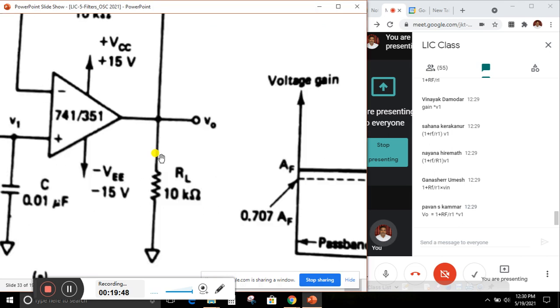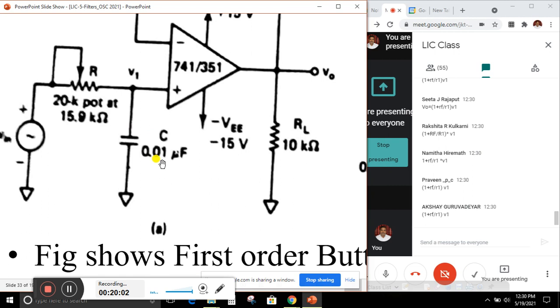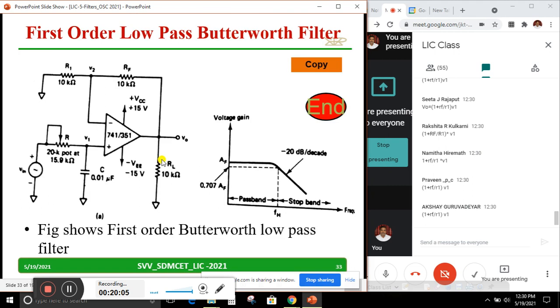Observe carefully. Whatever the input I am giving to the non-inverting terminal, that will be amplified by how much? 1 plus RF by R1. This we have discussed many times. Why am I repeating the same question to you? Because you should remember what we have discussed, so that whenever you are designing anything, it will become easy for you. So always remember gain into whatever I am giving as the input to the non-inverting terminal.